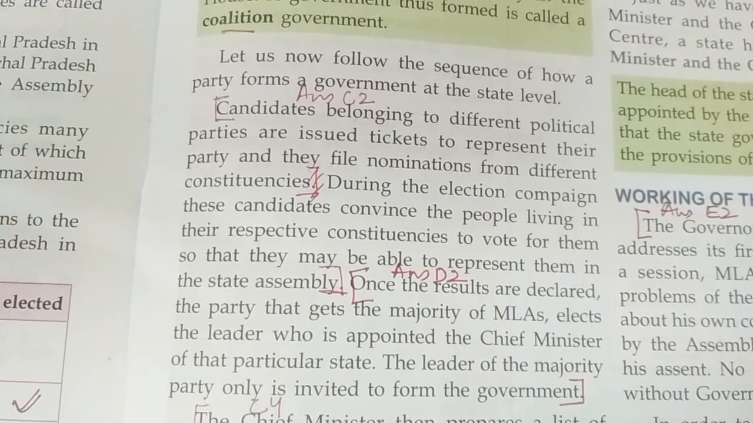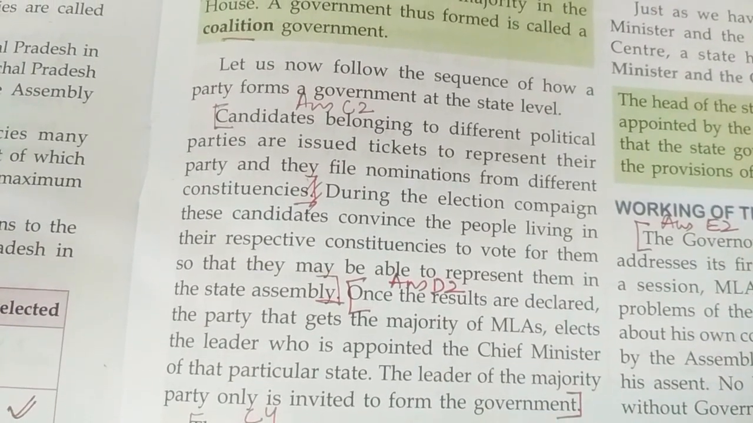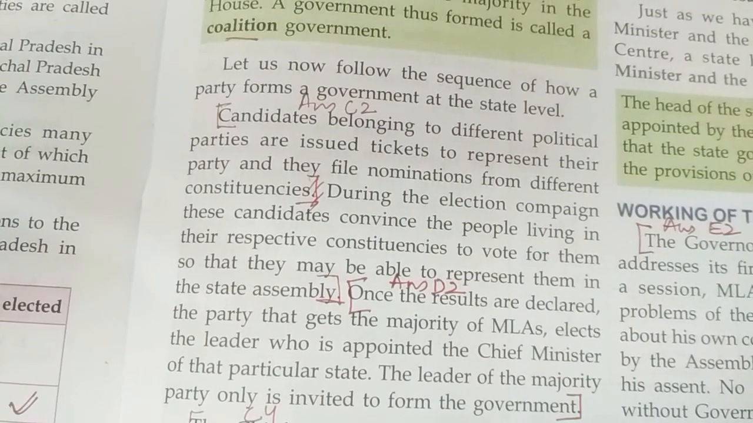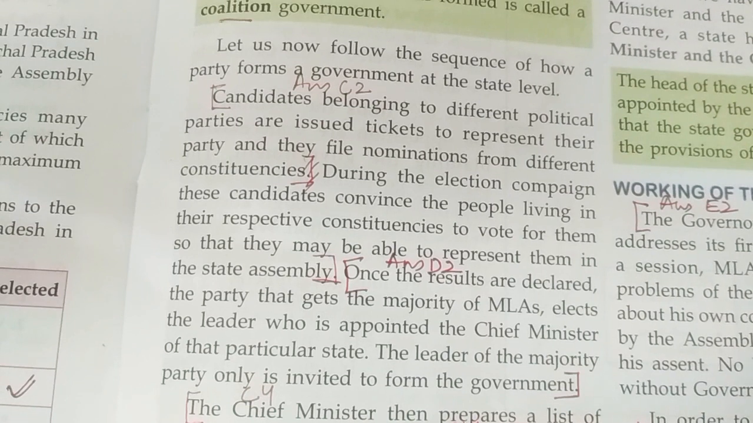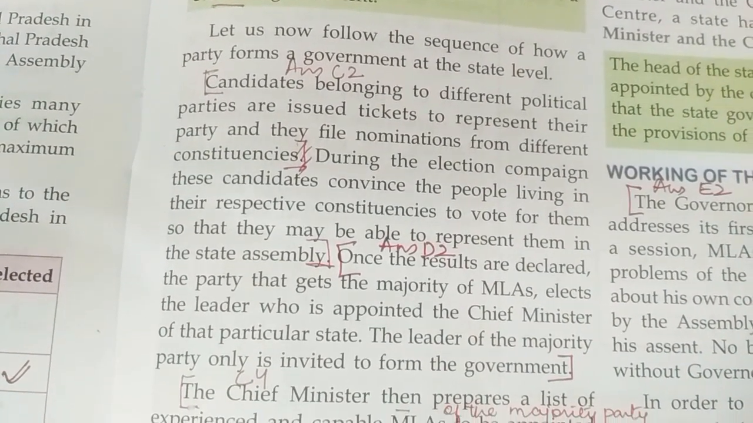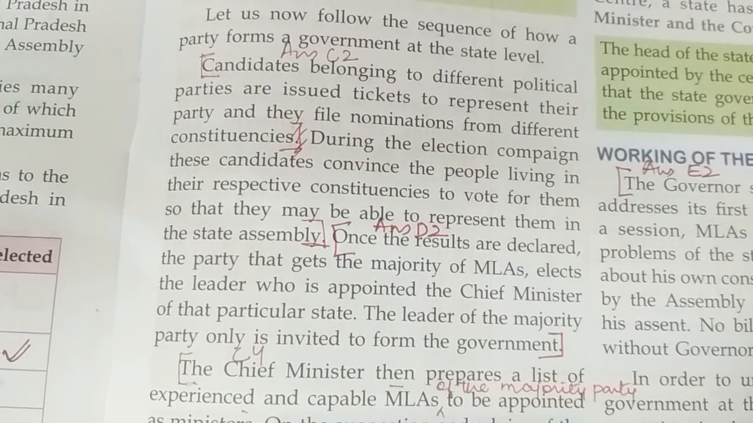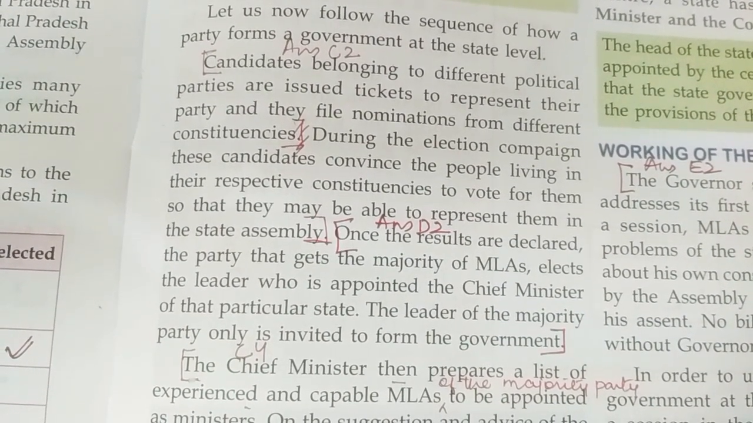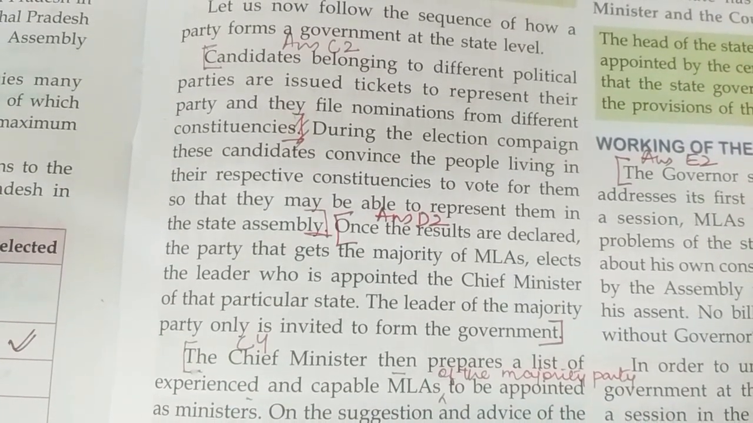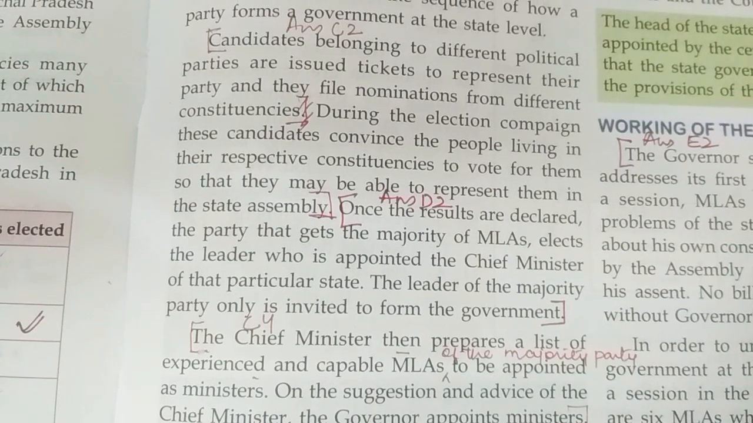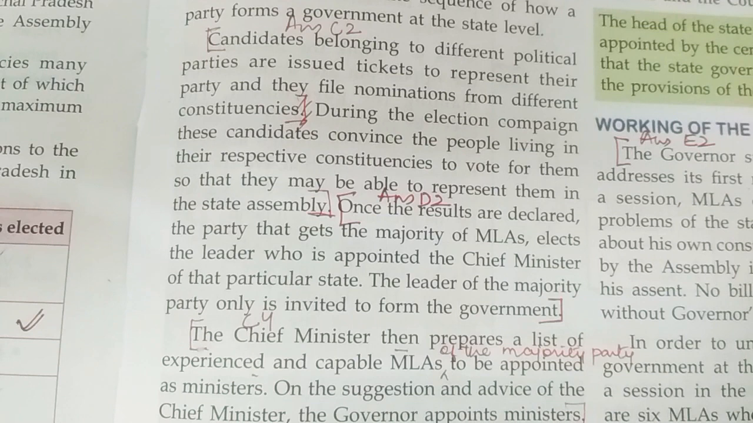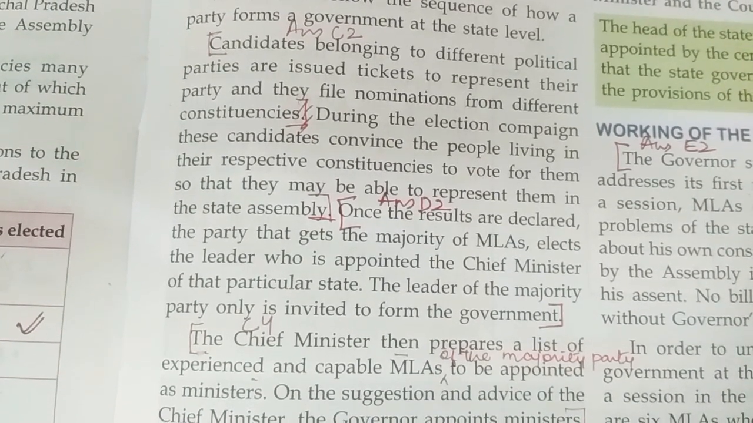Let us now follow the sequence of how a party forms a government at the state level. Now we're going to see how a particular party forms the government at the state level in various states. Candidates belonging to different political parties are issued tickets to represent their party, and they file nominations from different constituencies. During the election campaigns, these candidates convince the people living in their respective constituencies to vote for them so that they may be able to represent them in the state assembly.